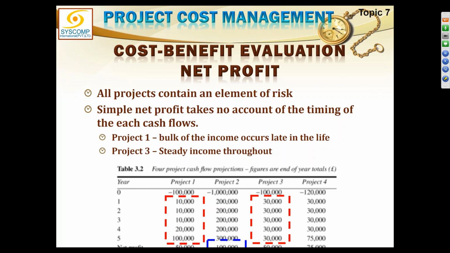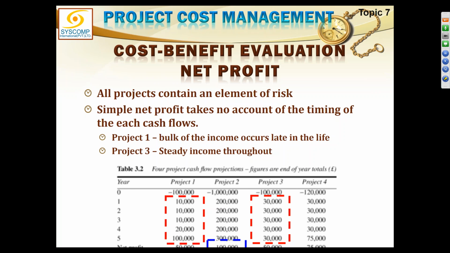On the other hand, we also observe that project 1 and 3 have the same net profit value. But if we look at the revenues coming over the years, there is a marked difference. Project 3 is consistently yielding 30,000 per year, whereas project 1 in the earlier years is yielding very little, 10,000 per year, and in the later years, 4th and 5th year, it suddenly increases.